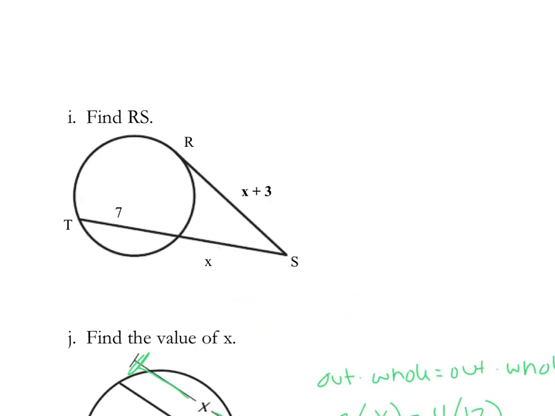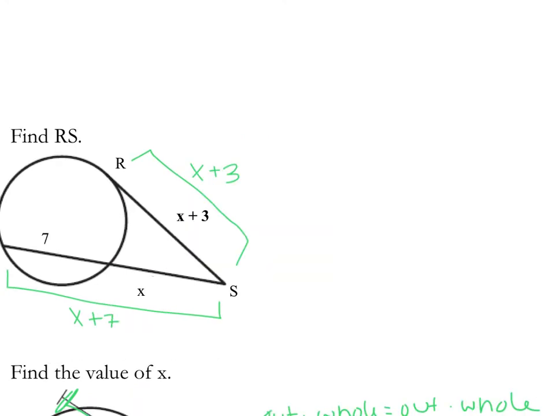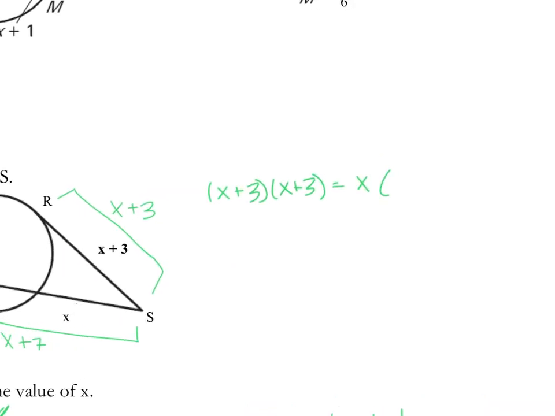Alright, we are going to try this one. So I'm putting in my brackets. Now if you have a tangent like RS is, your outer piece and the whole piece are going to be the same. Here your outer pieces, you're going to add up the whole thing, so x plus 7. So then it would be x plus 3 times x plus 3. And then you have your outer piece and you times it by the whole piece. So that would be x plus 7.